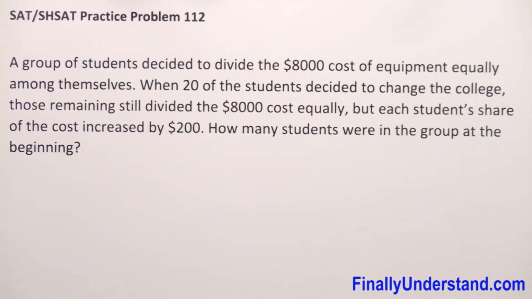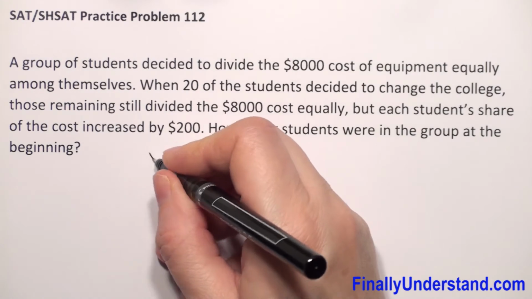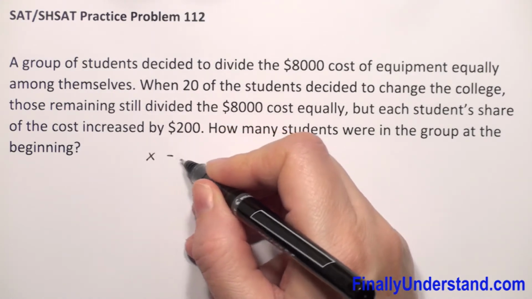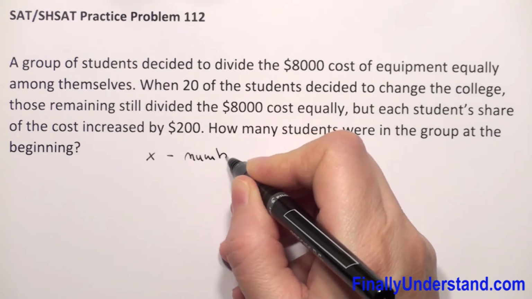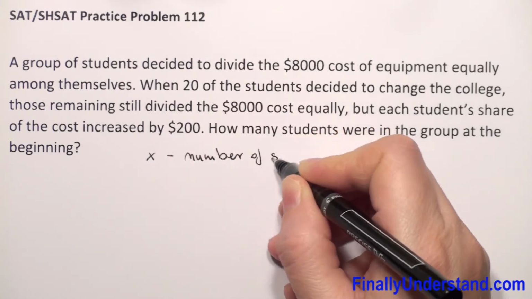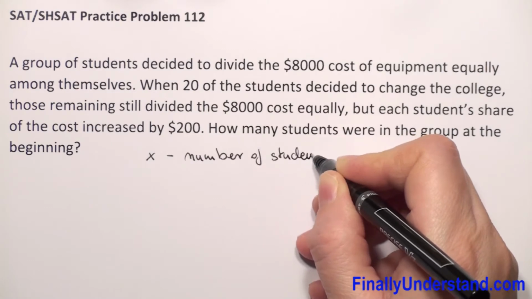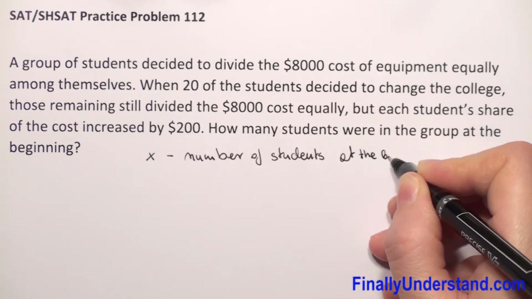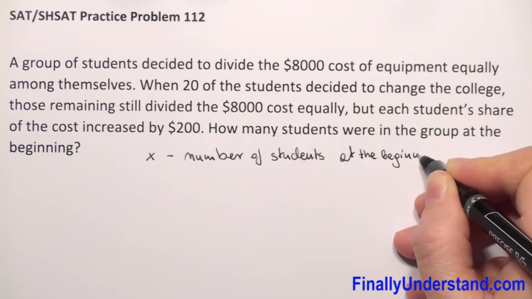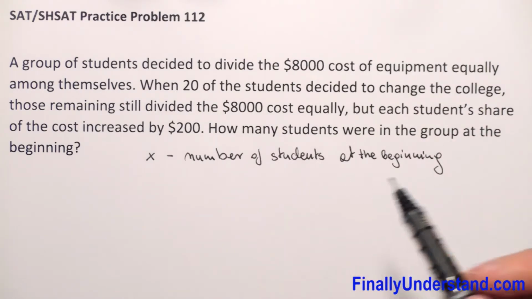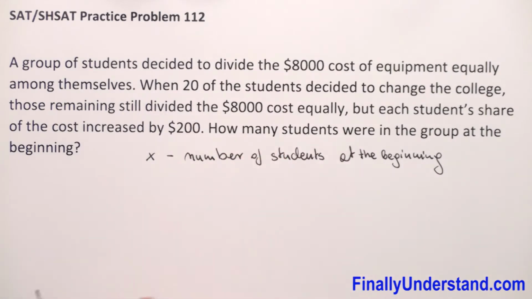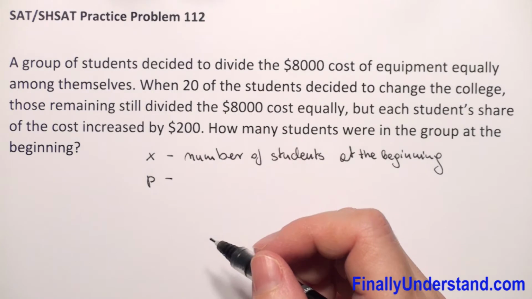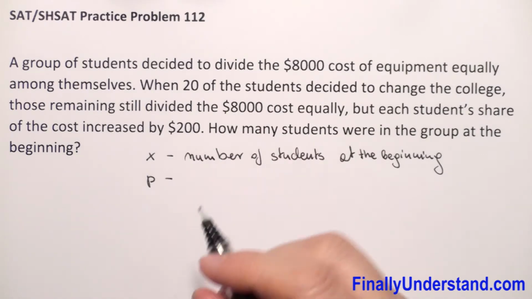So let me write that X will be the number of students at the beginning. Next, we will put that P is the price for one student at the beginning.